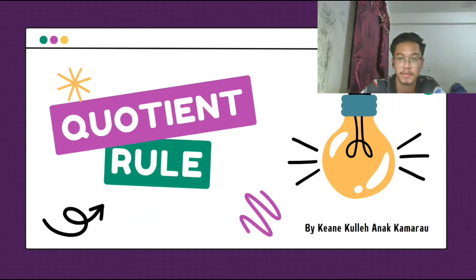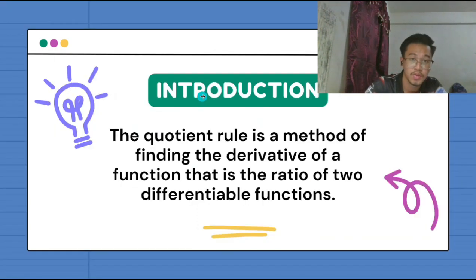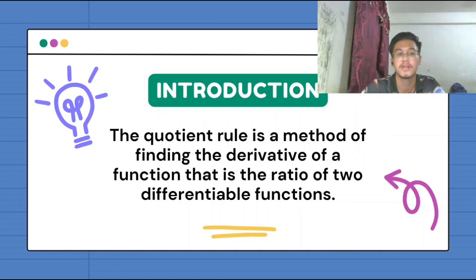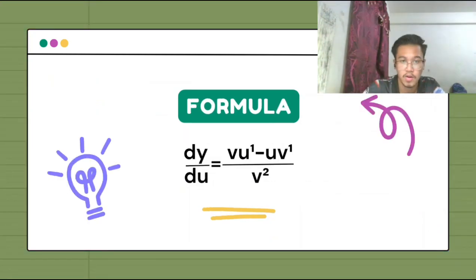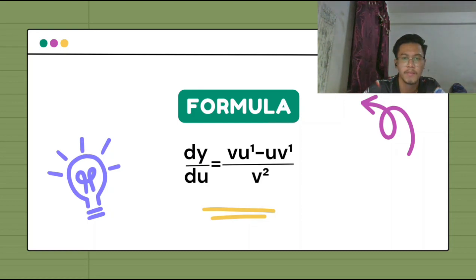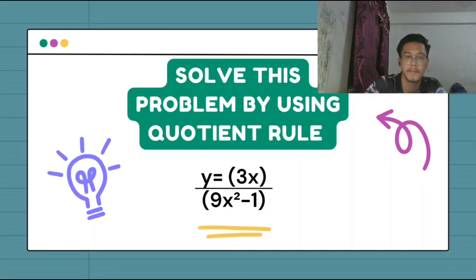Today I'm going to present the quotient rule. So I'm going to go through the introduction. The quotient rule is a method of finding the derivative of a function that is a ratio of two differentiable functions. So here is the formula of the quotient rule: dy/dx equals u prime v minus u v prime over v squared. So we're going to use the formula on this question using the quotient rule.